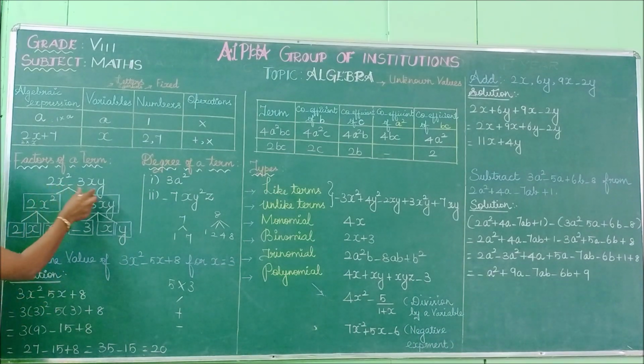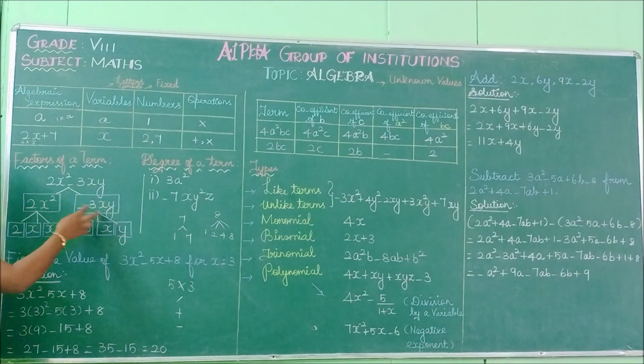So, this is one term and this is another term. First, taking the first term 2x squared, how can we split this value? 2 is a number and this x squared can be written as x into x. These three values are the factors of 2x squared. 2x and x are the factors of 2x squared.